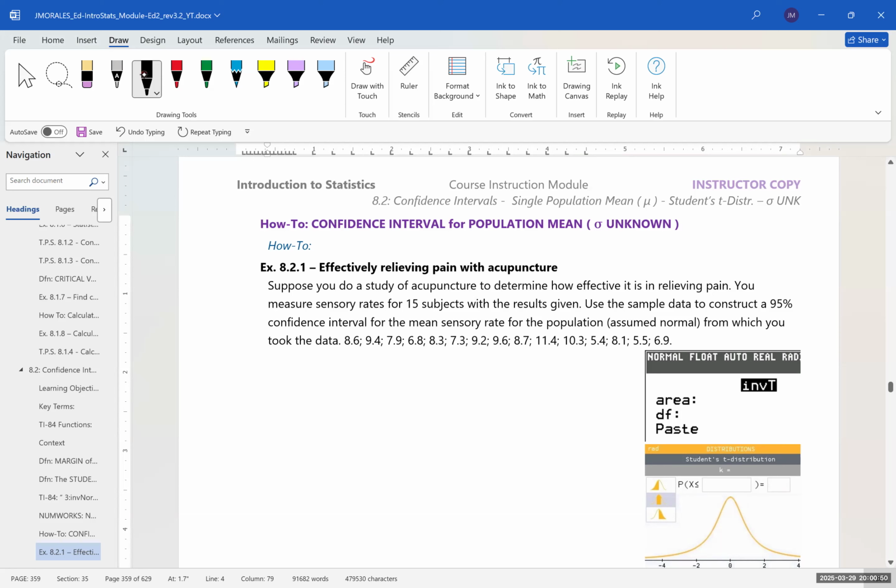Suppose you do a study of acupuncture to determine how effective it is in relieving pain. You measure sensory rates for 15 subjects with the results given. Use the sample data to construct a 95% confidence interval for the mean sensory rate for the population from which you took the data. Okay, and so here's the data. So let's look at our given information.